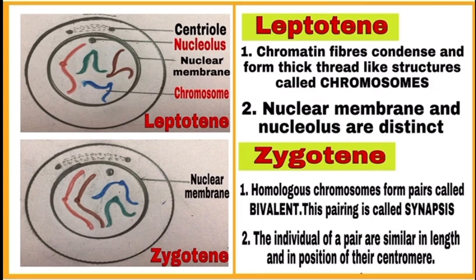Also, nuclear membrane and nucleolus both are distinct at this stage. Second substage is zygotene. Homologous chromosomes form pairs, and these pairs are called bivalent, and pairing of homologous chromosome is called as synapsis. The individual of a pair, they are very similar in length and in position of their centromere.